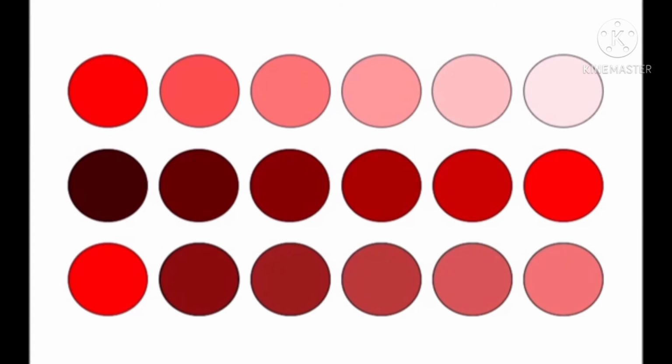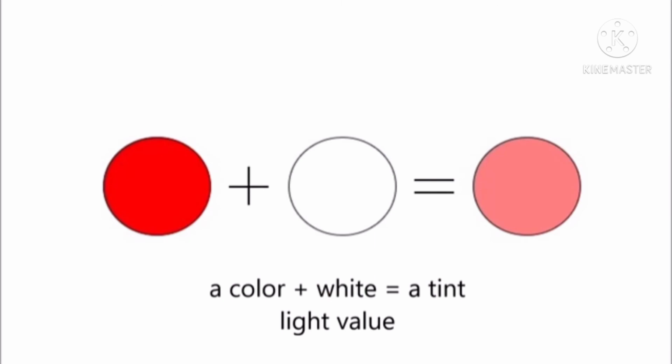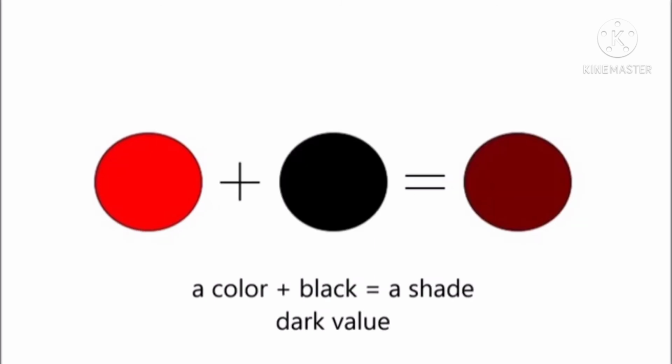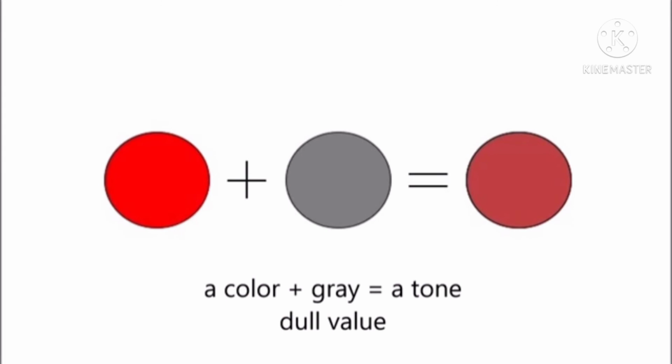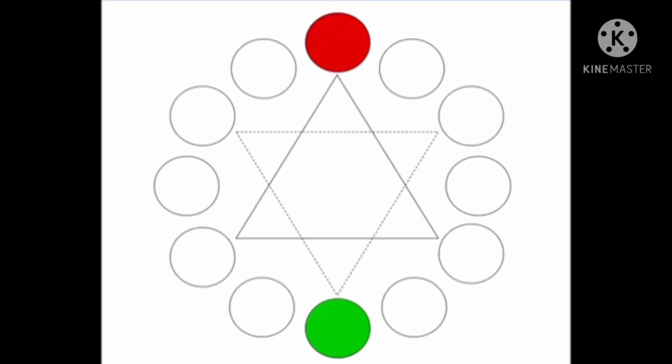Monochromatic color. A monochromatic color scheme is made up of one color and its various values. Value refers to the lightness or darkness of a color. A tint is a color mixed with white, or a light value. A shade is a color mixed with black, or a dark value. A tone is a color mixed with gray, or a dull value.